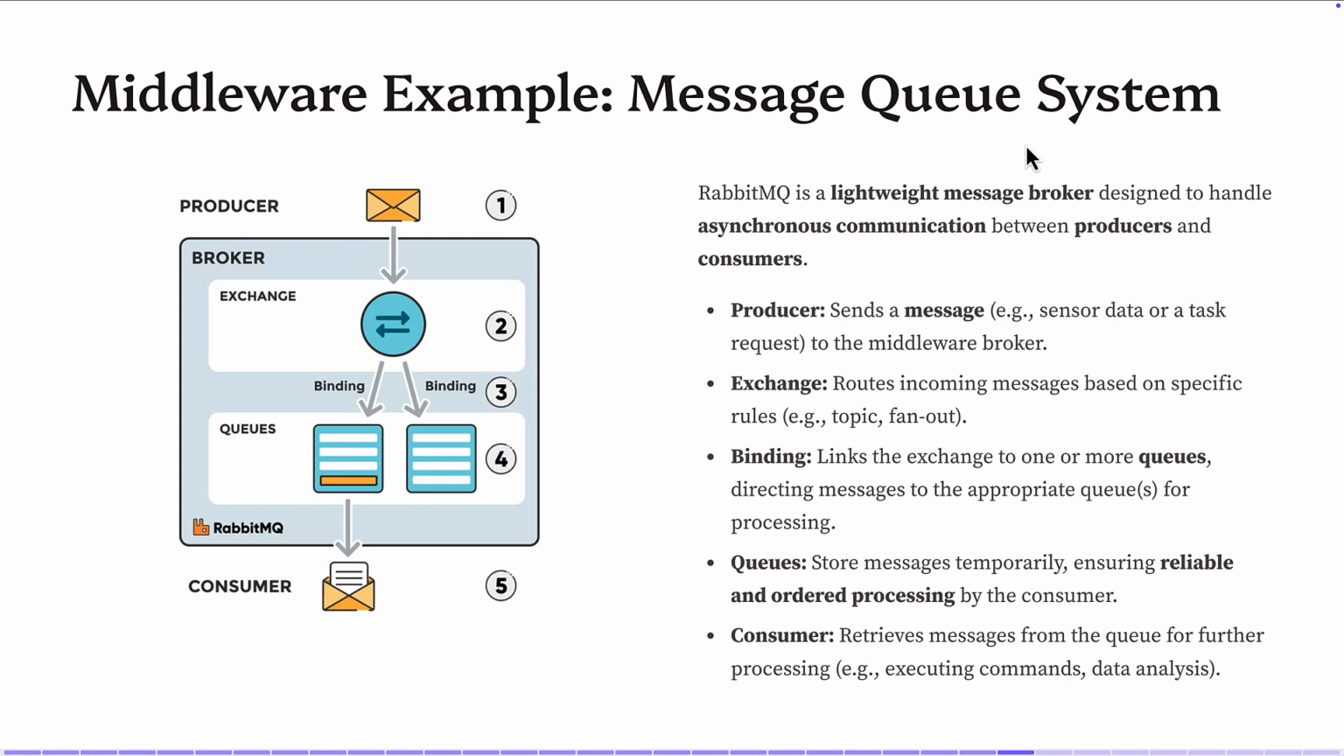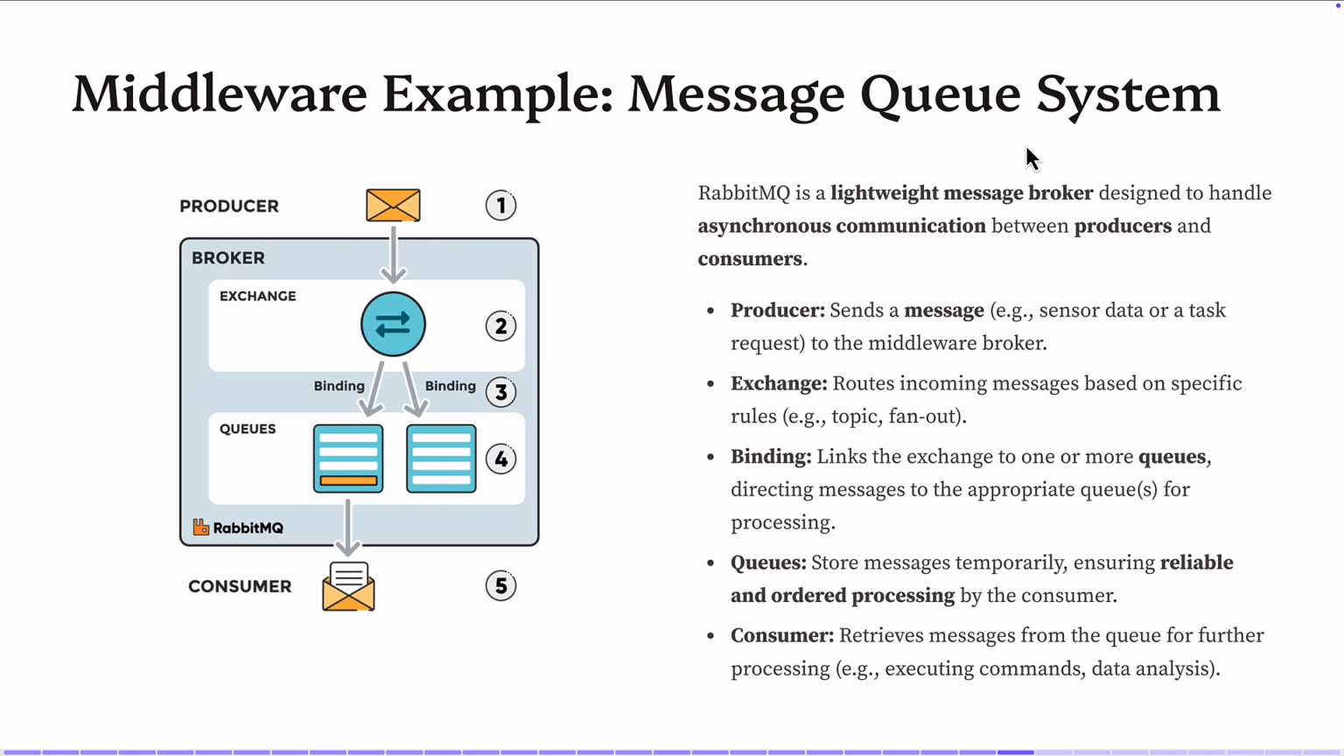So technically speaking, we talk about producer, exchange, binding. Binding means assigning a message to a queue. This is what we call binding. And you have queues. It's a temporary buffer where messages are stored, and then will be consumed by a consumer.